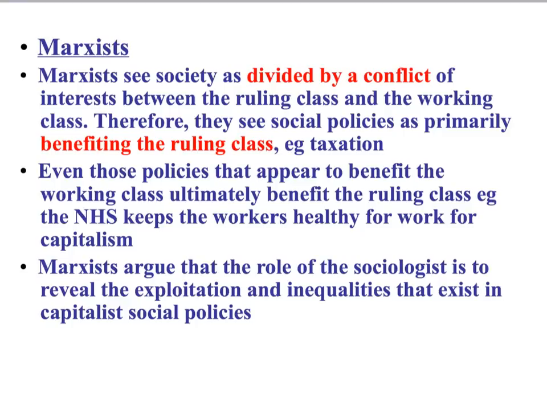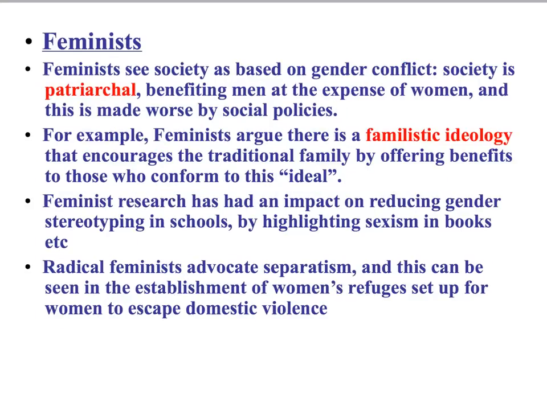So the NHS keeps the workers healthy for work and capitalism, and arguably benefits actually stop the poorest in our society uprising against the vast inequality in our society. Now, for Marxists, they believe that sociologists should constantly try and reveal the exploitation in our system and call for change and reform.